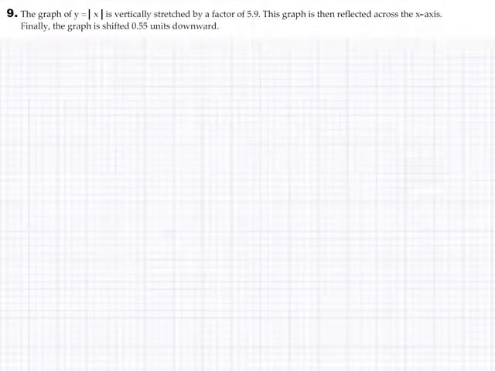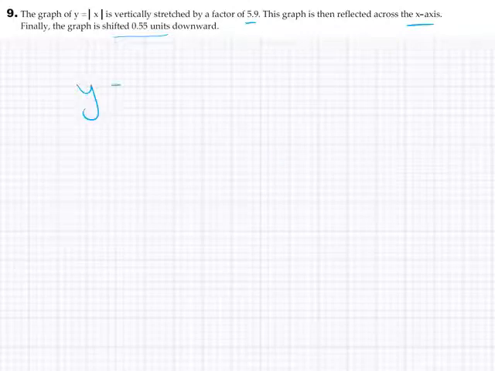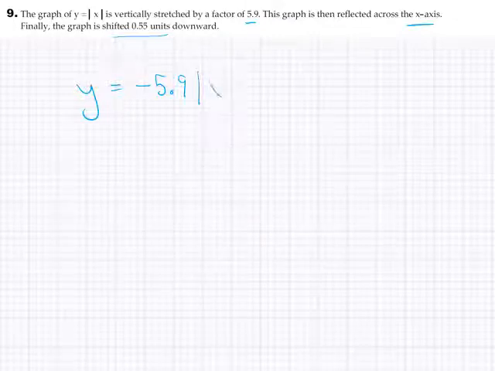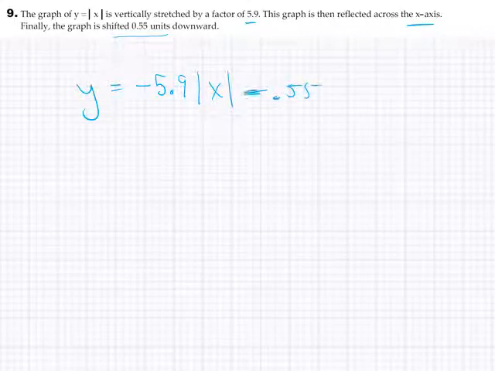Here we want to graph y equals the absolute value of x, stretched by a factor of 5.9, reflected across the x-axis, so very similar to what we did before, and then shifted 0.55 units downward. So just like in the previous question, multiply by negative 5.9, and then after that's happened, we're going to shift it down 0.55 units. So we're going to subtract 0.55 from the function itself.